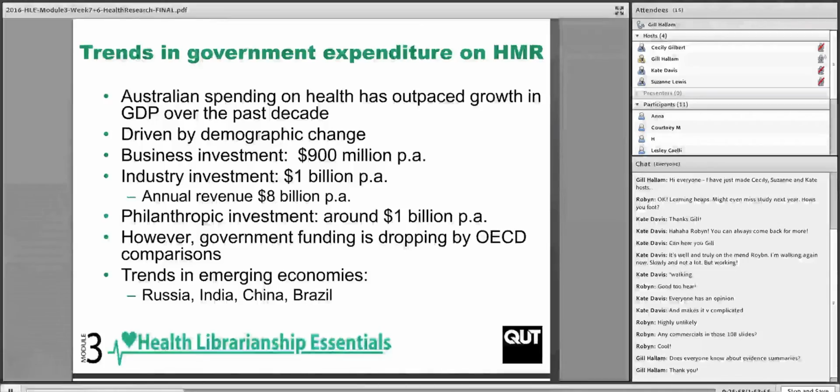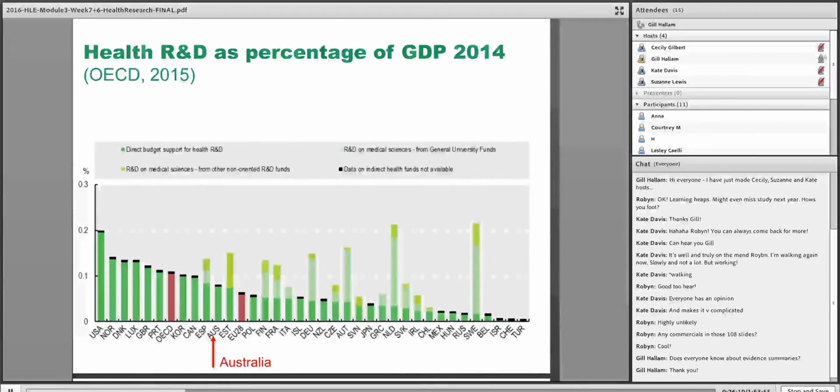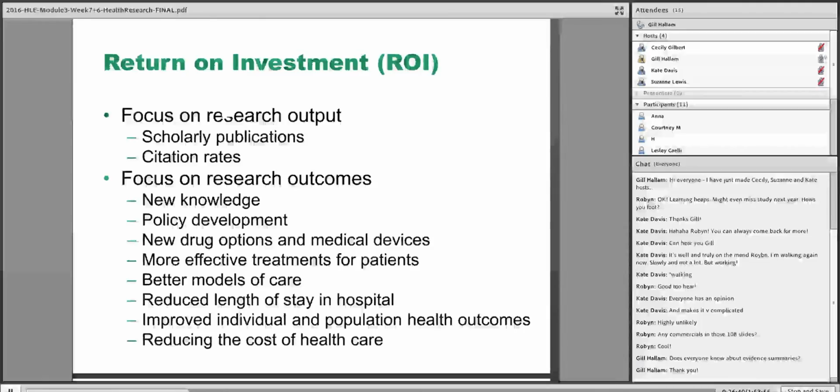And this is particularly noticeable in the emerging economies such as Russia, India, China, even Brazil, who are really investing very heavily in health and medical research where they hadn't done in the past. So that graph there shows you just visually where Australia fits in terms of health and research development funding as a percentage of GDP in 2014. So that gives you a feel that we're still quite a long way down the line, really, in terms of what's happening, but there's a lot of change in other areas. So that gives you just a quick overview.